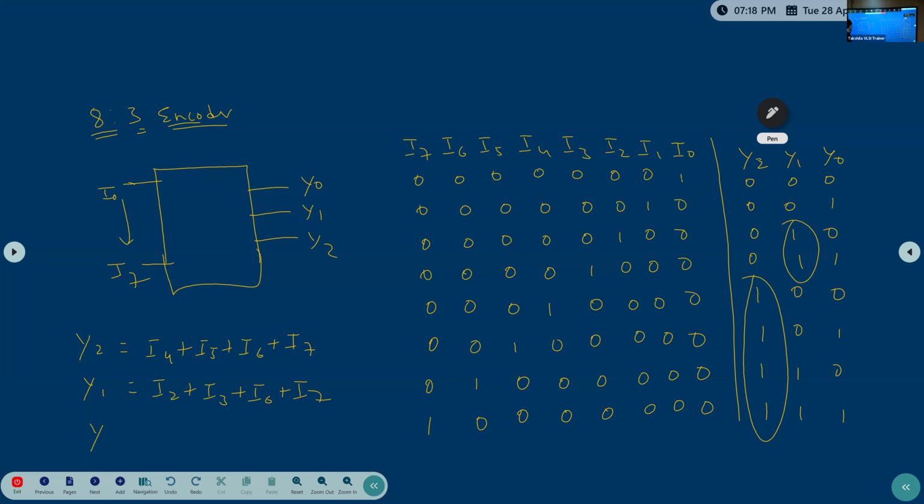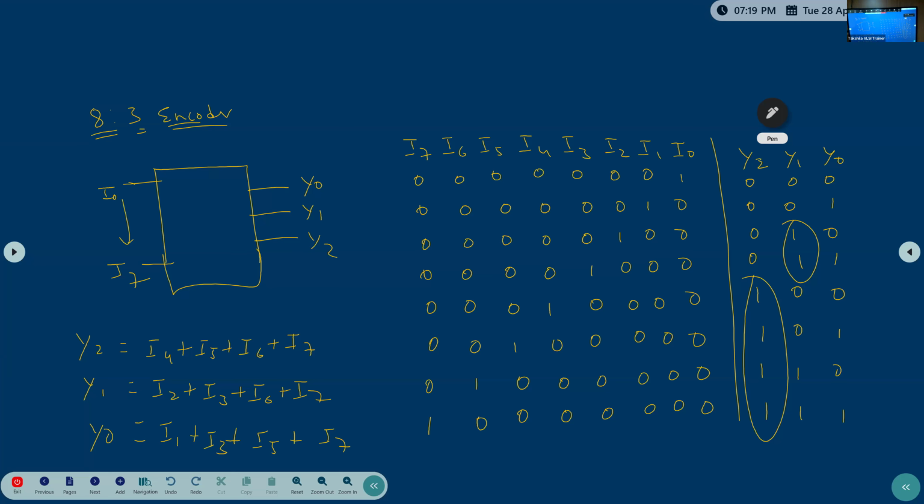Then Y0 equal to I1 plus I3, plus I5 plus I7. So these are the circuits. You can implement these circuits by using OR gates. So this is the 8:3 encoder.